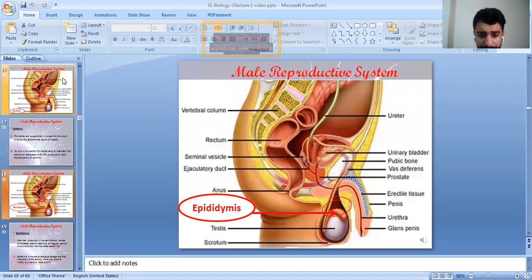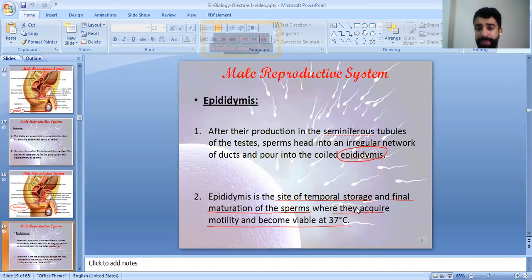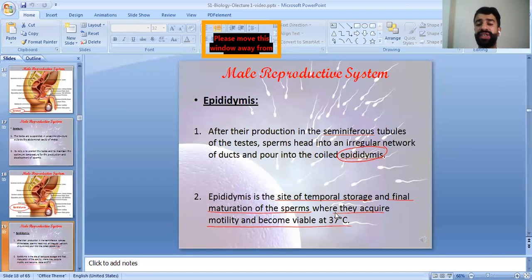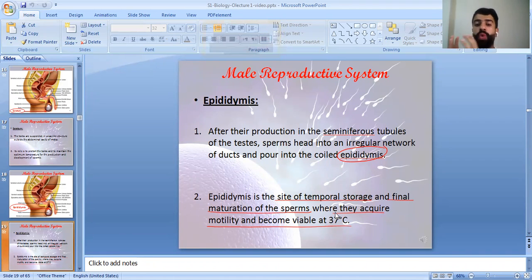Here we have the epididymis. What is the role of the epididymis? After the production of the sperm cells, they move into a duct. This duct is called the epididymis, which is found here in the yellow part. It is the site of temporary storage. And it's the last stage for the maturation of the sperms, where they acquire their motility, they can move.